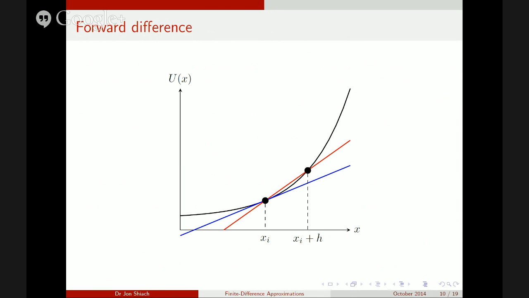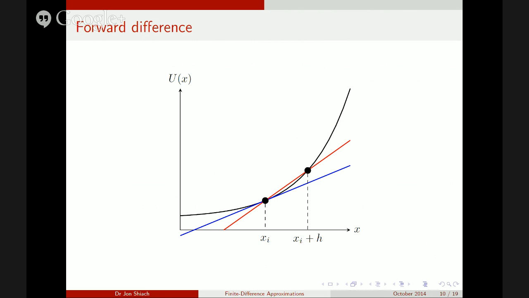So this is a forward difference approximation. The black line is some function. I think it's some exponential function, but I can't remember. It doesn't really matter. What I want to do is approximate the derivative at this point, which I've called xi. The blue line is the tangent, so it represents the actual derivative at that point. The red line is the approximation. If this red line lies on the blue line or near it, I've got a good approximation.